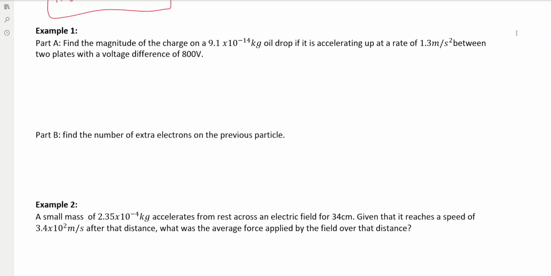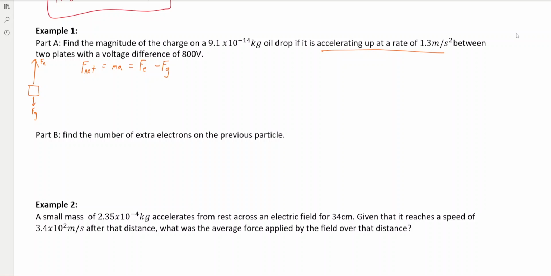Okay, so what we're going to have to do is notice a few things. Okay, so if it's accelerating up, that means that your F net equals ma. Well, it's going to be your force electric minus your force of gravity. Okay, and it will be moving up. That means that the force electric has to be bigger than the force of gravity for it to be moving up, accelerating up, I should say.